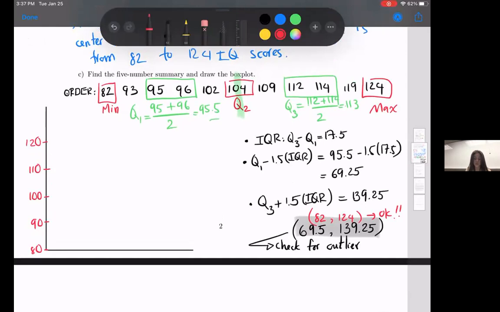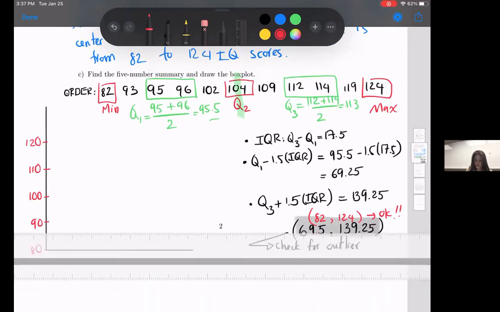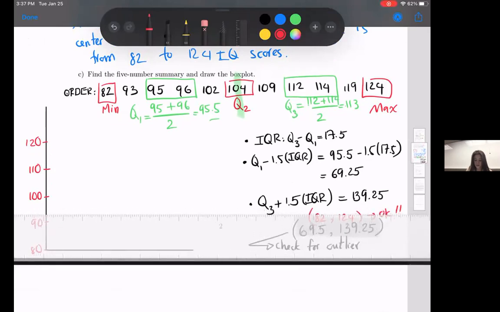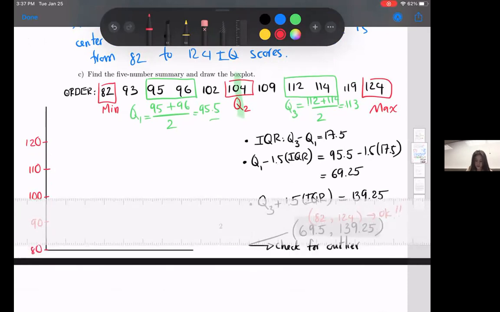You start with the Q1 and Q3, right? Q1 is 93, 93, 93 right here. So it's 95, so 93 a little bit below. I'm sorry, 95.5, my bad, 95.5, roughly here. Okay, I'll use green.